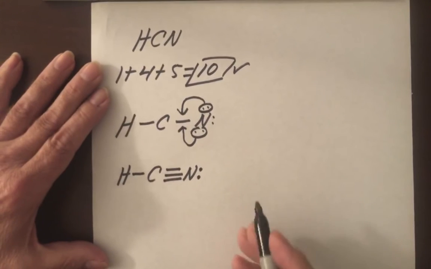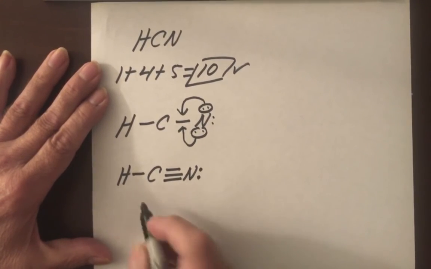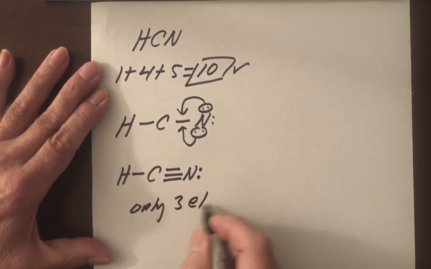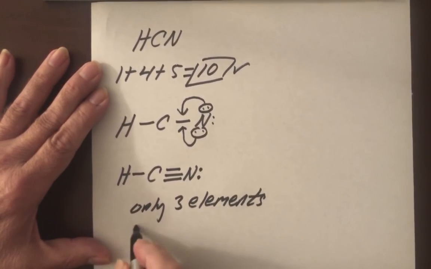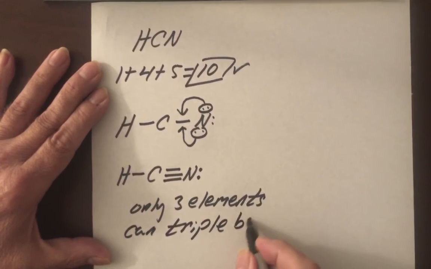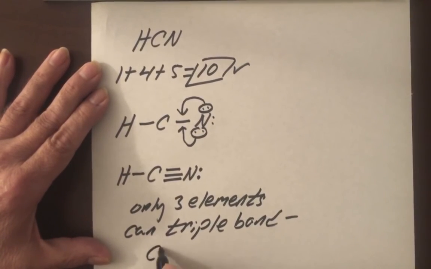Okay, now also add to your notes that only 3 elements can triple bond. Only 3 elements can triple bond. And they are carbon, nitrogen, and oxygen. So as far as triple bonds go, those are the only 3 that are capable.